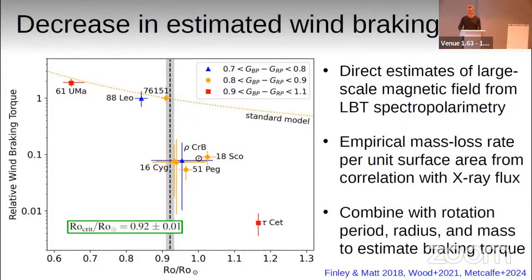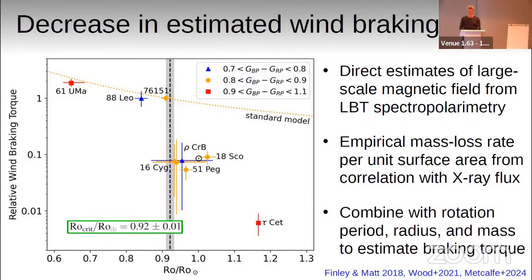Down, Tau Ceti is more than 2 orders of magnitude weaker. So there's a clear break where weakened magnetic braking appears to kick in from these direct measurements, and empirically, the value of that critical Rossby number is about 90% of the solar value, just as we found from the indirect evidence from rotation.